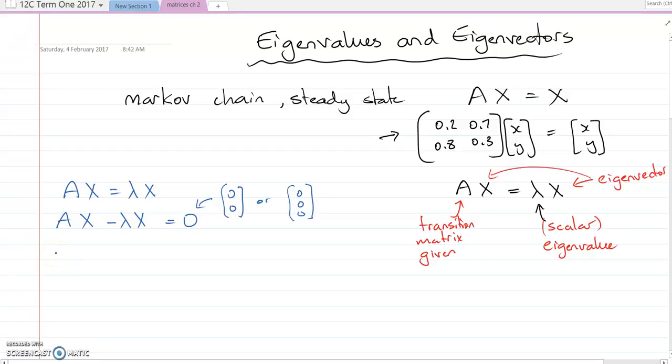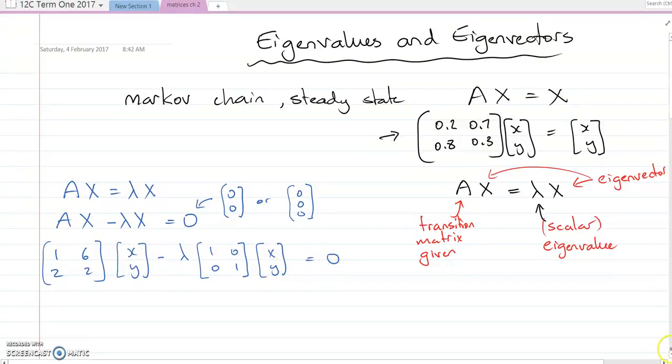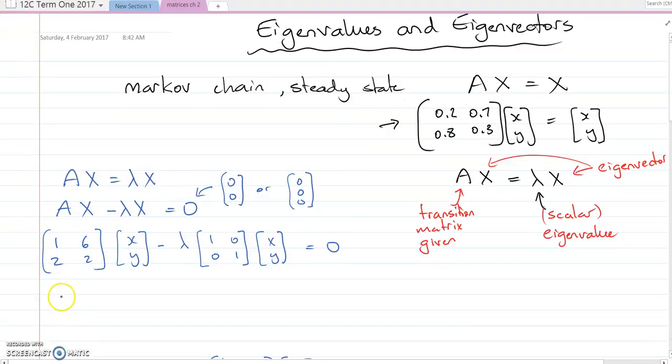Alright, so to solve the one we're looking at now, 1, 6, 2, 2 times x, y minus, now this is where we have to rewrite this as lambda times the identity, equals 0, and what we do is then we can subtract, so we get 1 minus lambda, we get 6, we get 2, and we get 2 minus lambda, times x, y equals 0.